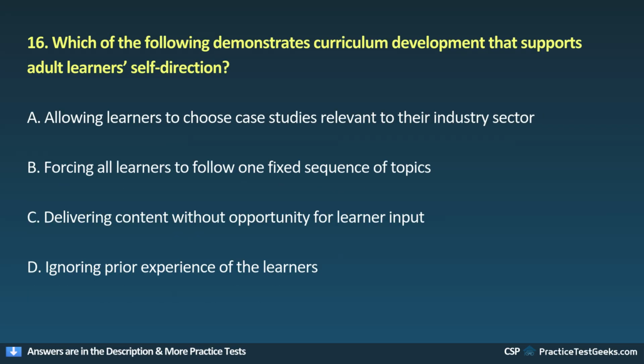16. Which of the following demonstrates curriculum development that supports adult learners' self-direction? A. Allowing learners to choose case studies relevant to their industry sector. B. Forcing all learners to follow one fixed sequence of topics. C. Delivering content without opportunity for learner input. D. Ignoring prior experience of the learners.